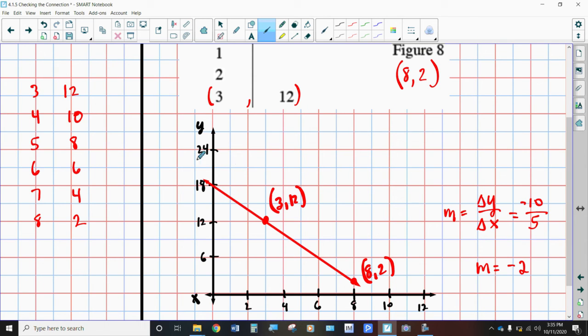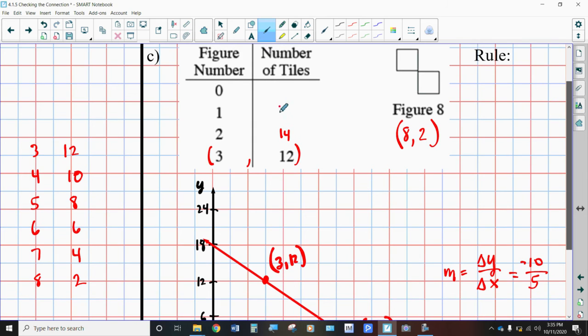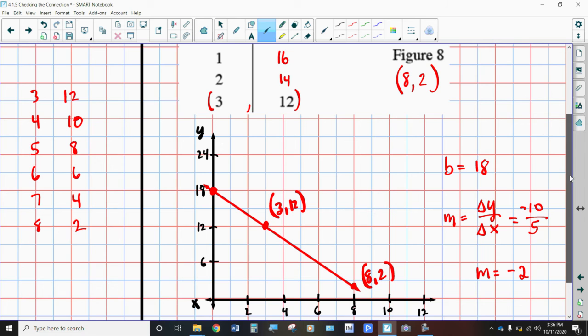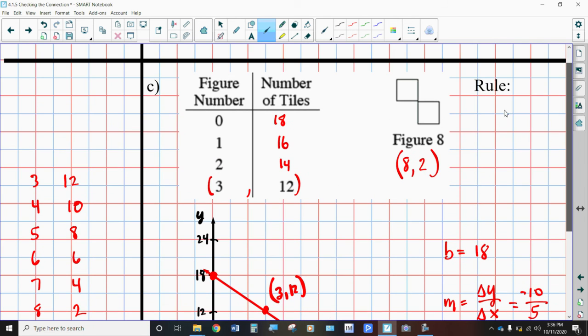So all of these points could go on our table, but we didn't have to make our own table. Now let's work it in reverse, which means this would have to be 14 because we're going backwards. This would have to be 16, and sure enough, this would be 18, and that's what I was thinking. Our y-intercept appears to be 18. So if the y-intercept is at 18 and our growth rate is negative 2, what rule is this?